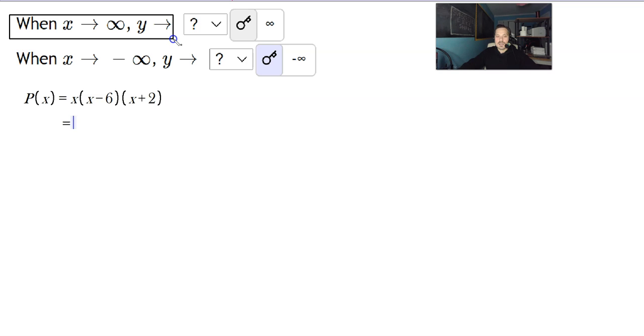Then y, the arrow says, is going towards something. And the answer is infinity, but why is the answer infinity? That's what we want to know. So to answer this, I'm going to proceed as follows.